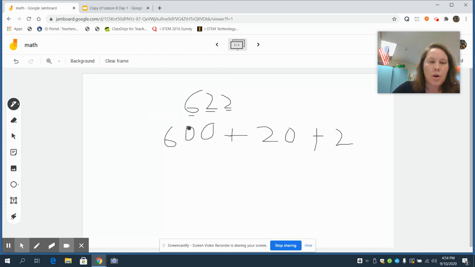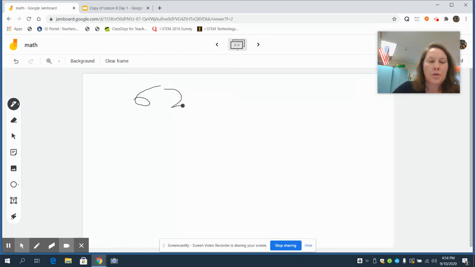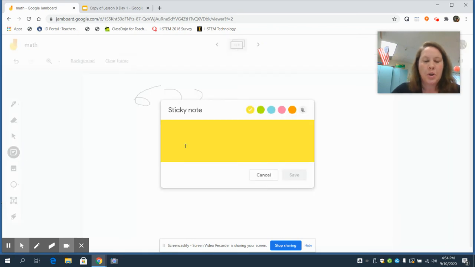And then in word form, you would just write 622 in words. So you would do six hundred twenty-two. You put a hyphen, which is that little line between the tens and the ones when you write a number such as 22. And that's how you write 622.